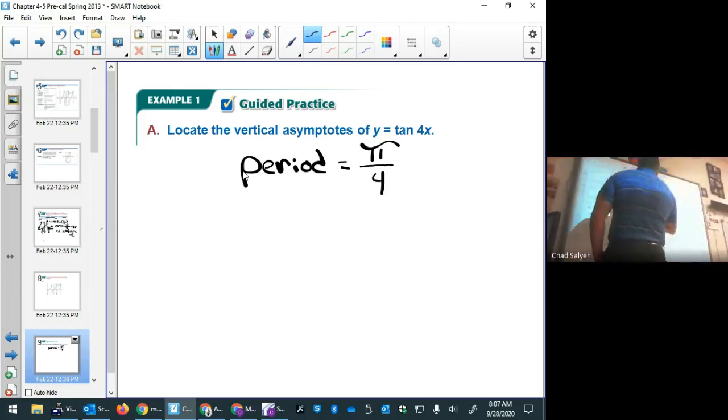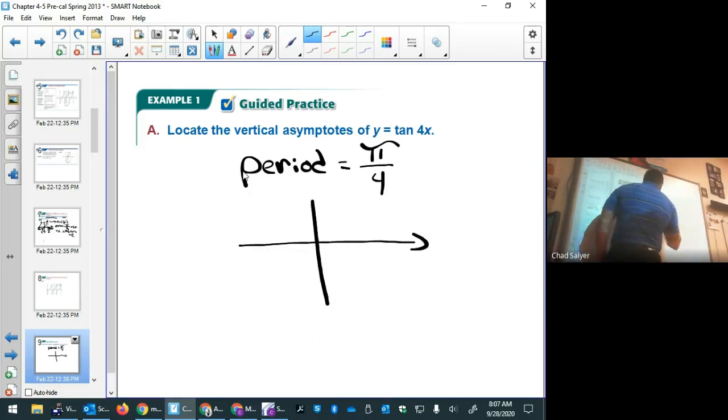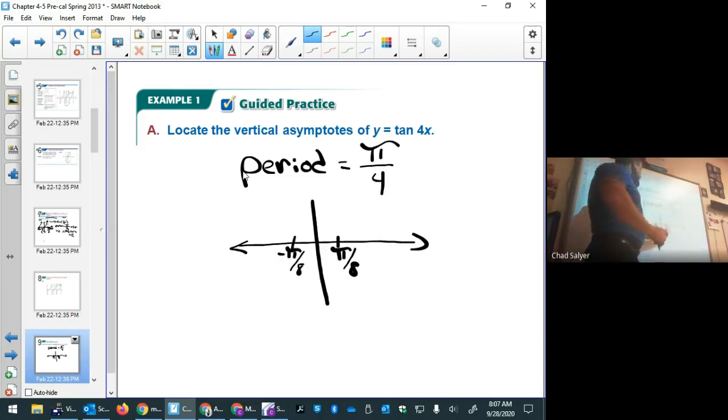And because the tangent function's vertical asymptotes are going to be equidistant from the origin by default. In other words, the origin is the middle of a period. I can't just go pi over 4 units this way. I need to go half as far, which is pi over 8. See how together that would be pi over 4.